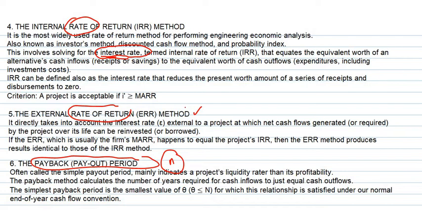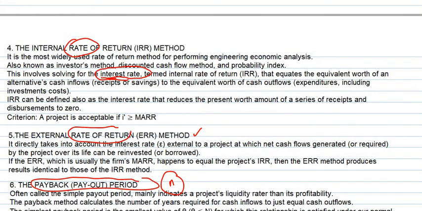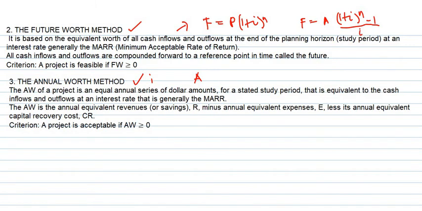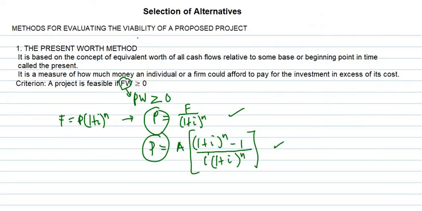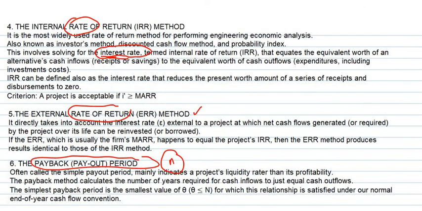So these are the 6 methods for evaluating the viability of a proposed project. Again, the present worth method, the future worth method, annual worth method, the internal rate of return method, external rate of return method, and the payback period.